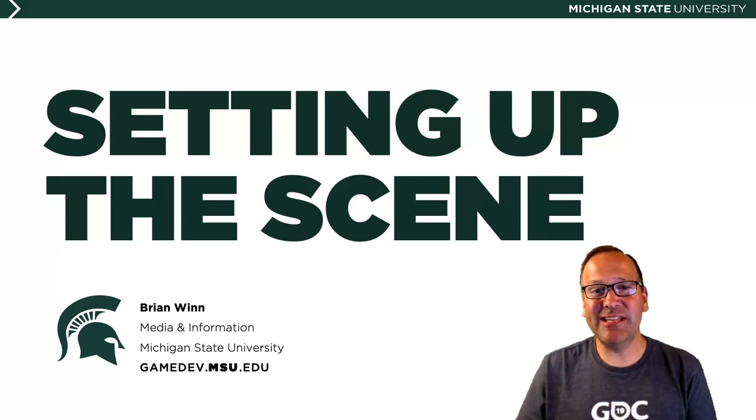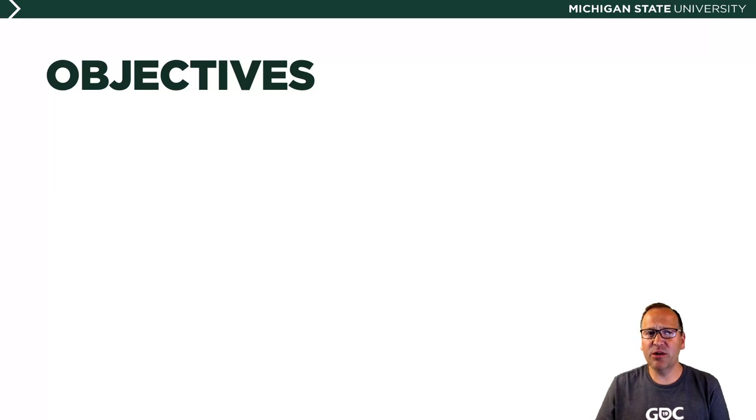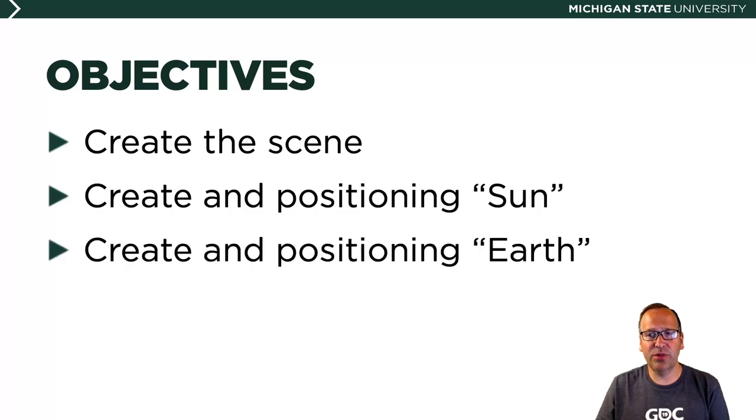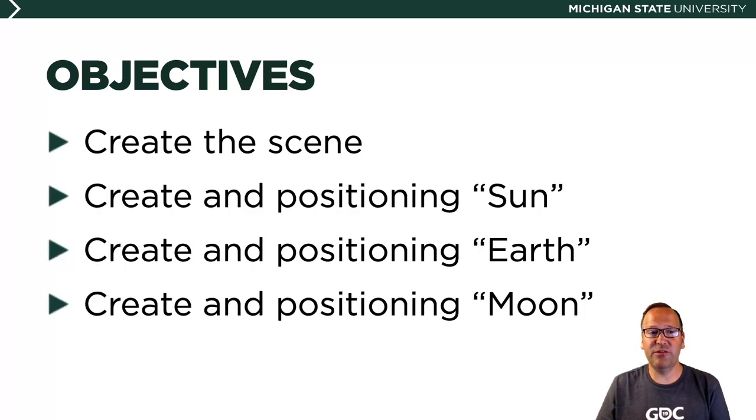In this video, we'll set up our solar system with the sun and a few planetary bodies. Our objectives will be to create the scene and then populate it with game objects that make up the sun, Earth, and moon, and modify their transforms to set their position and scale in 3D space.